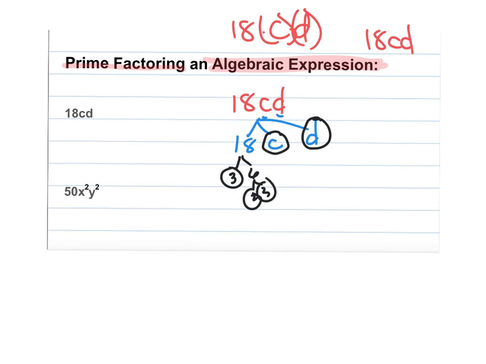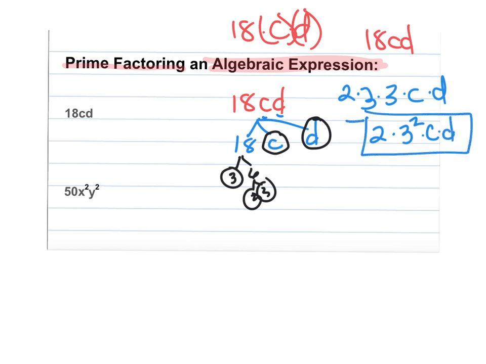And then I'm going to list that out. So I know that is 2 times 3 times 3 times C times D, also known as 2 times 3 squared times C times D. That is the prime factorization of this.